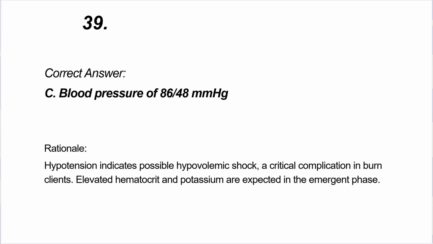39. C. Blood pressure of 86/48 mm Hg. Rationale: hypotension indicates possible hypovolemic shock, a critical complication in burn clients. Elevated hematocrit and potassium are expected in the emergent phase.